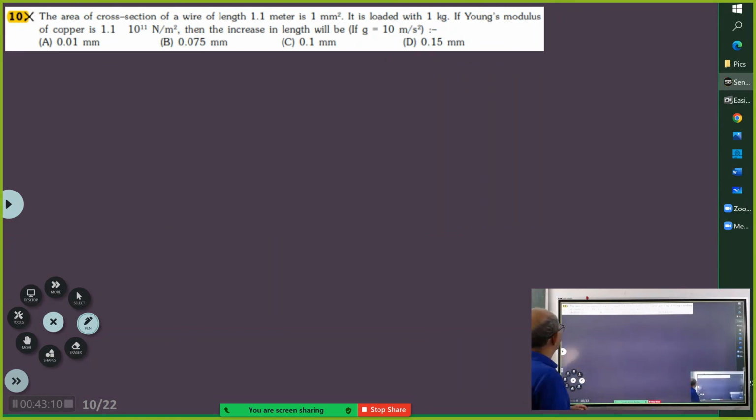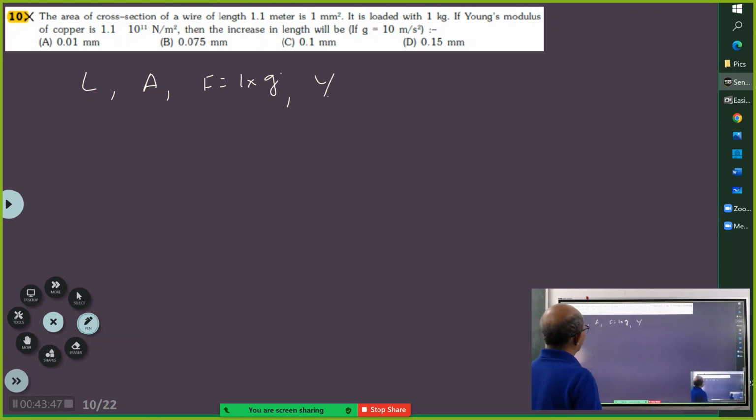Okay, still 10 minutes. The area of the cross section of the wire is given, and the original length of the wire is given. Now this is how I solve the problems, because I will not look into the numericals. It is loaded with 1 kg. That means the mass is 1 kg and the force is 1 into g. Young's modulus is given. Then they are asking simply for the increase in length.